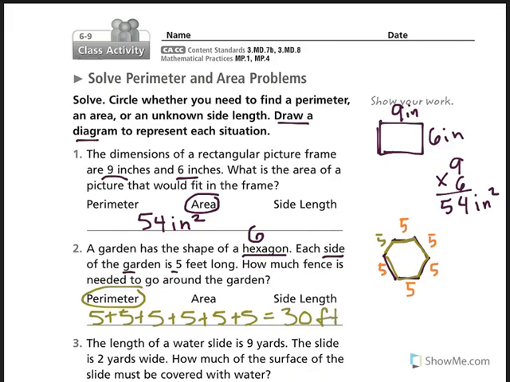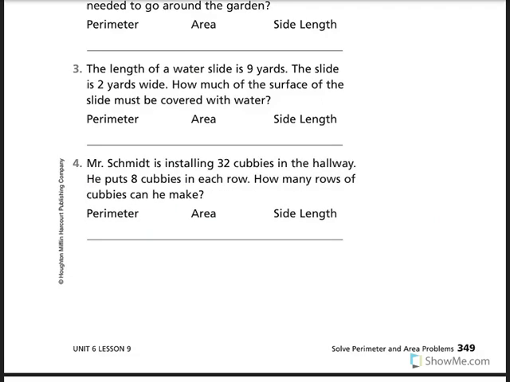And it's not square feet because we're just doing the linear dimension. It's just like the amount of fence. Okay, let's go ahead to number 3.